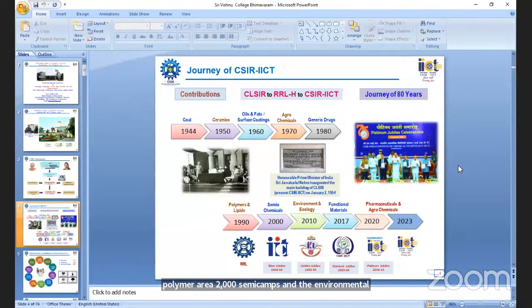and presently, in 2022-23, we are working on pharmaceuticals as well as agrochemicals in addition to environmental healthcare. So this is the journey, where it started from the Central Laboratory to the Regional Research Laboratory. Now presently it is called CSIR-IICT, Indian Institute of Chemical Technology. So next slide, please.